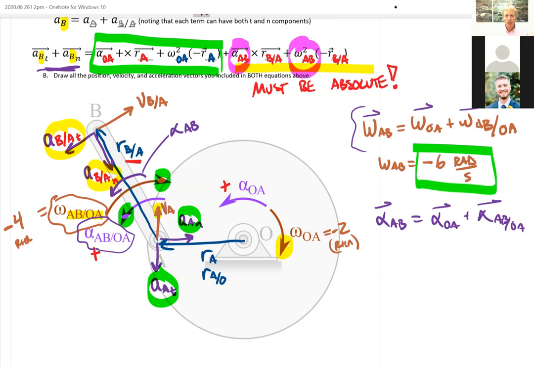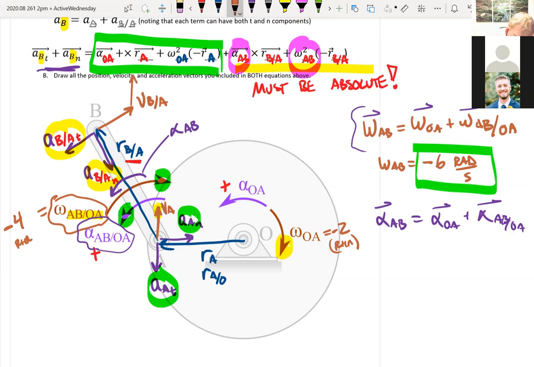Other questions on this relative acceleration? If we wanted to draw the absolute acceleration of B and the velocity of B, you would just do vector addition of like VBA plus VA? That's correct. If you really wanted to see what that looks like, and you had drawn things somewhat to scale, you could add on VA here, and find that your VB would look something like that.